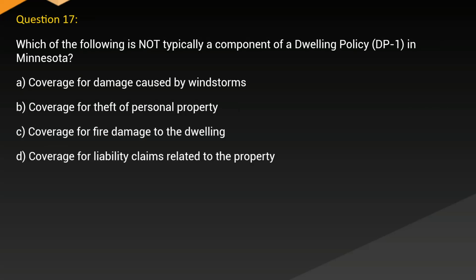Question 17. Which of the following is NOT typically a component of a dwelling policy D1 in Minnesota? A. Coverage for damage caused by windstorms. B. Coverage for theft of personal property. C. Coverage for fire damage to the dwelling. D. Coverage for liability claims related to the property.